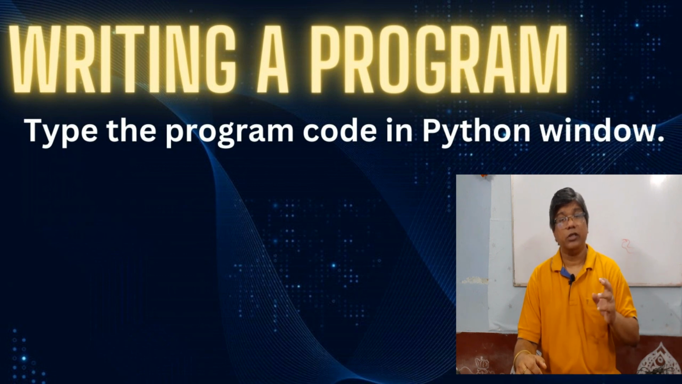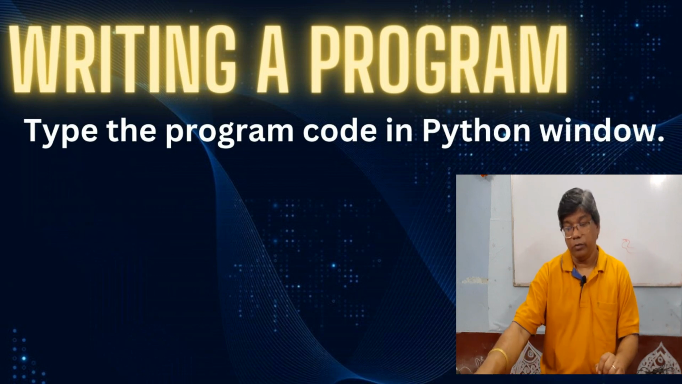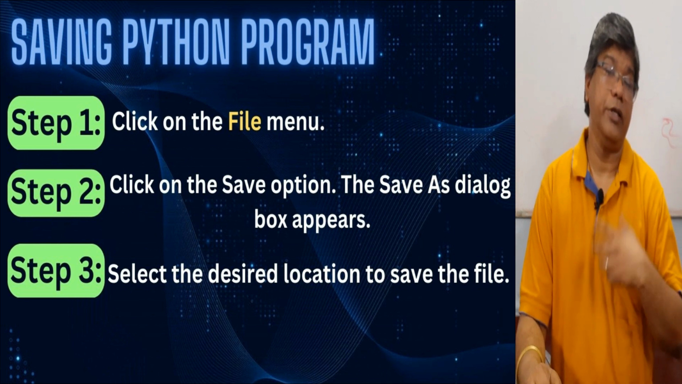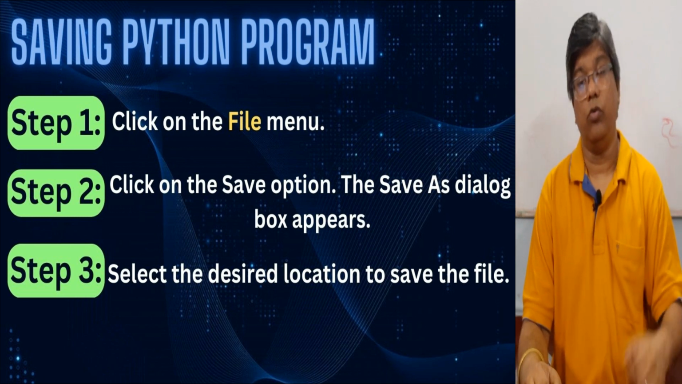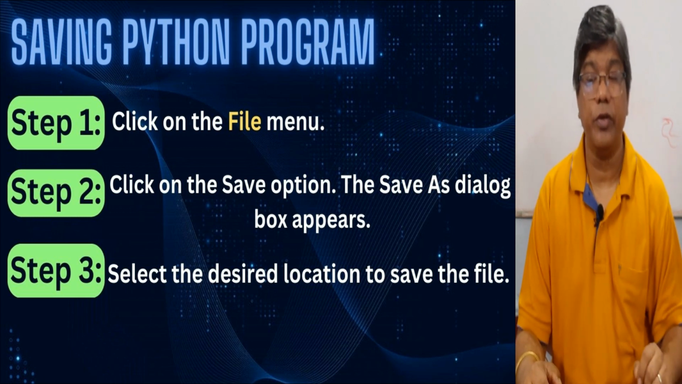Now the last step is writing a program. For writing a program, what do we do? We type the program code in the Python window. Our next step, after writing the program in the Python window, is that we must save the Python program. So what are the basic steps for saving the Python program?